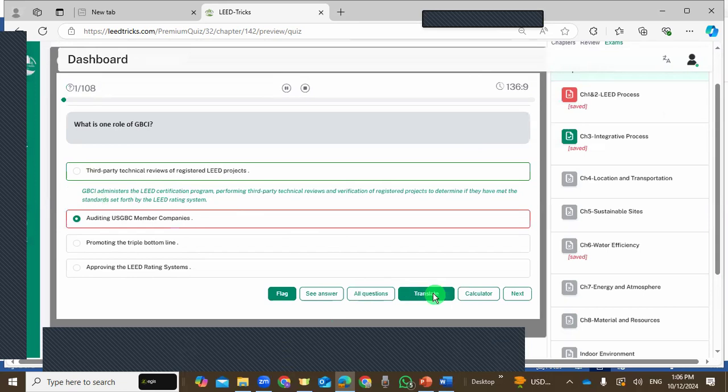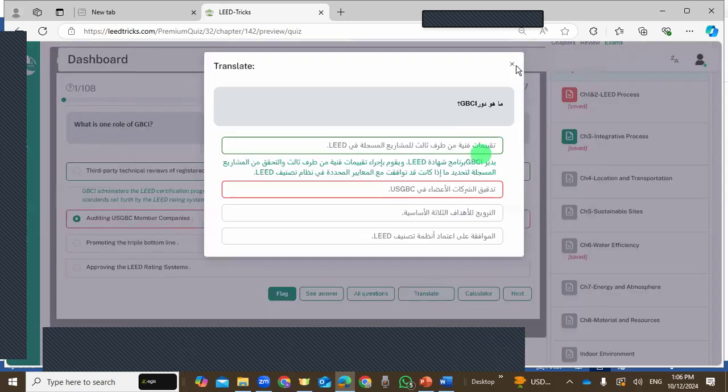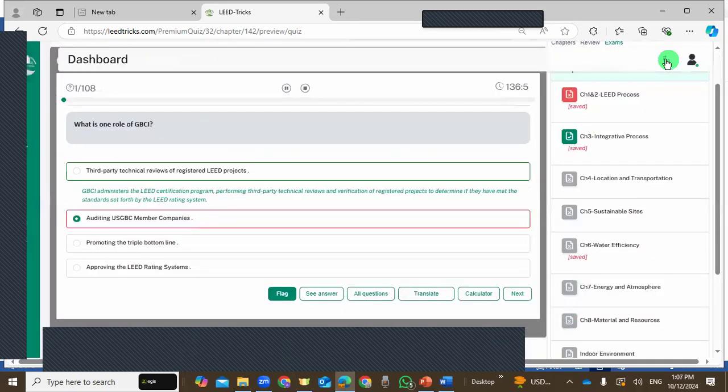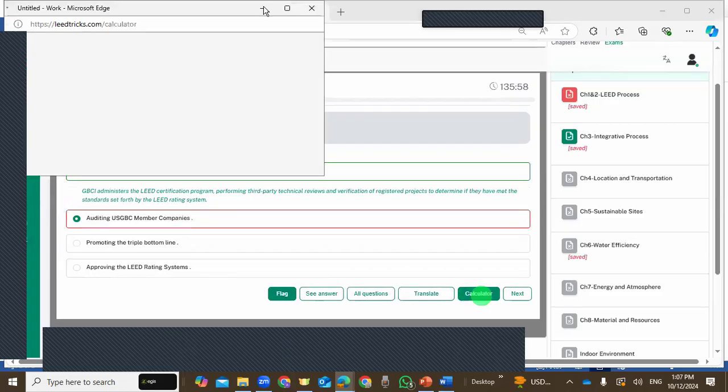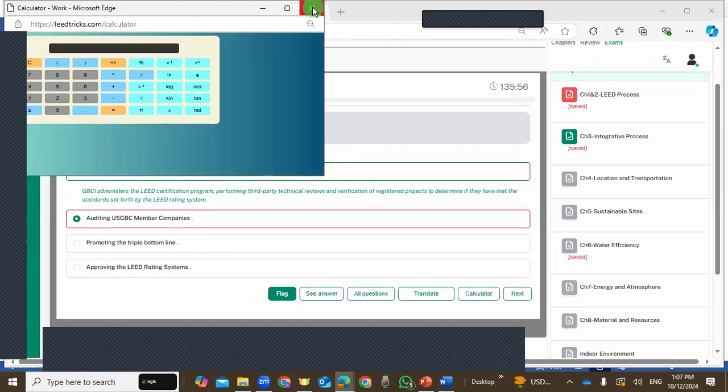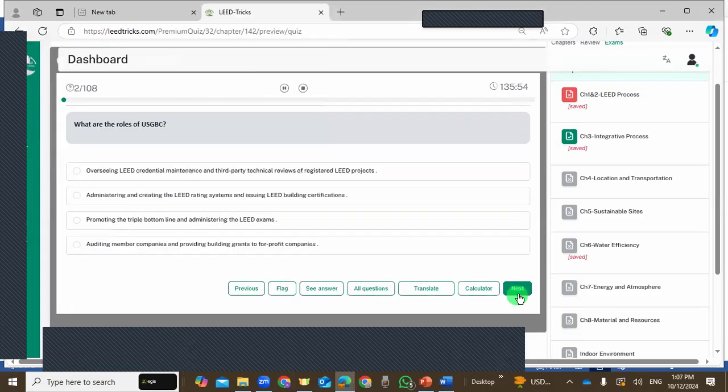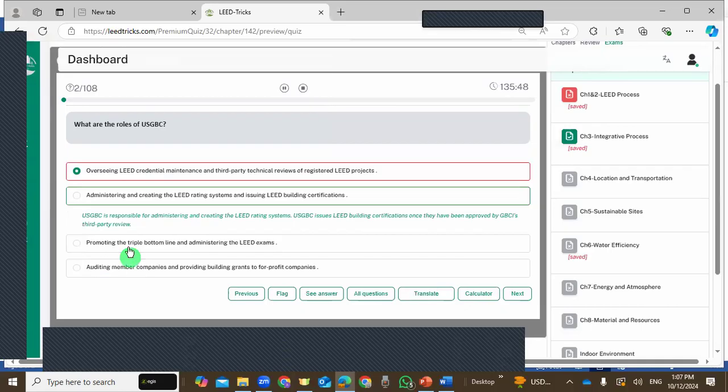I can translate if I'm Arabic speaking, or I can even make the whole platform Arabic through the top right here. I have a calculator, so you don't need to bring a calculator to the exam. Then you can go next, and so on. You just check and next, or see the answer. As long as you study, I don't mind. You see all the answers or you check your answers. There is no issue at all.